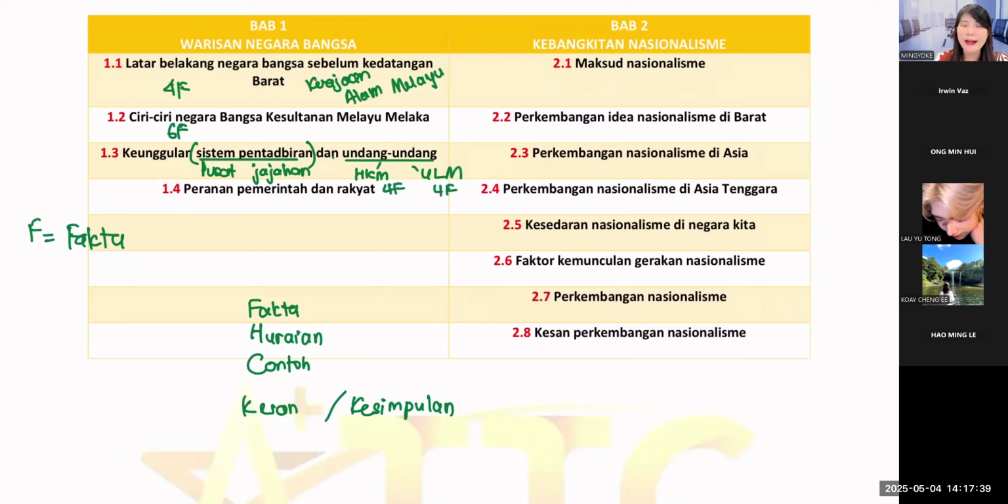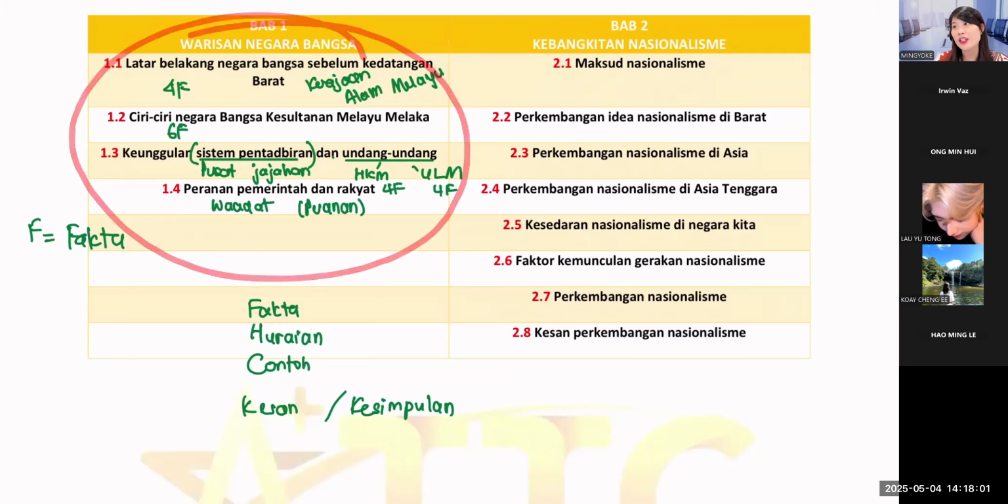Then after that, the peranan pemerintah and rakyat, this one mainly is wadat lah, the agreement between the upper class and the lower class, the person in charge and the citizen. Basically, they are peranan, all those. Peranan alone, sultan alone can have 4 marks one, you know. So all these, actually, you can go through lor.